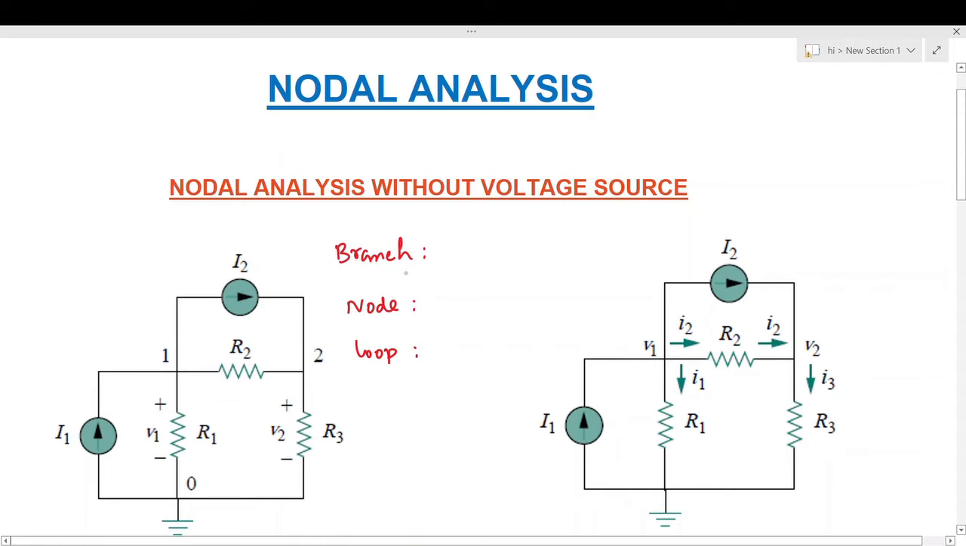Now, what is a branch? A branch represents a single element such as a voltage source or a resistor or any element in the circuit. In this circuit diagram, the resistors R1, R2, R3 and current sources I1 and I2 individually represent a branch. The branch can be called a circuit's individual element.